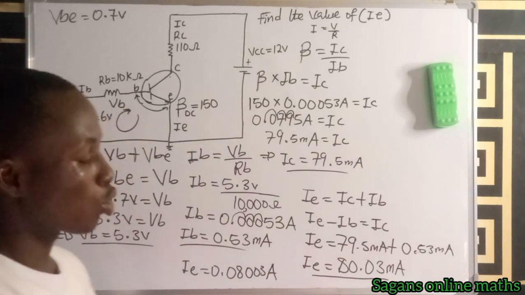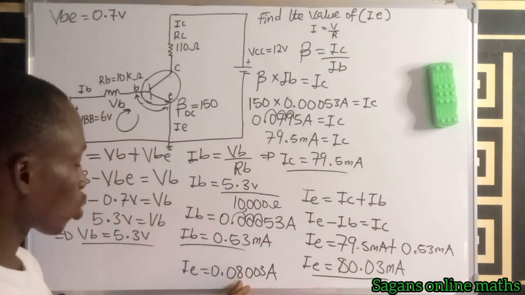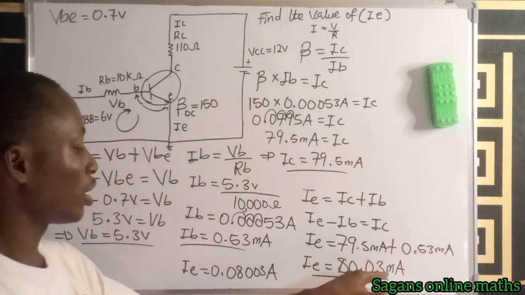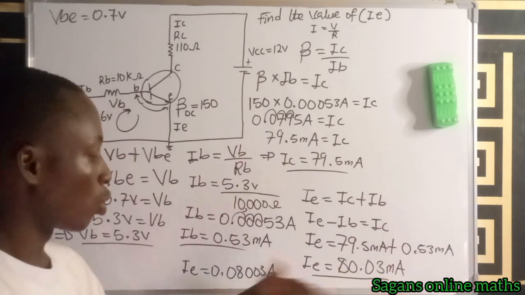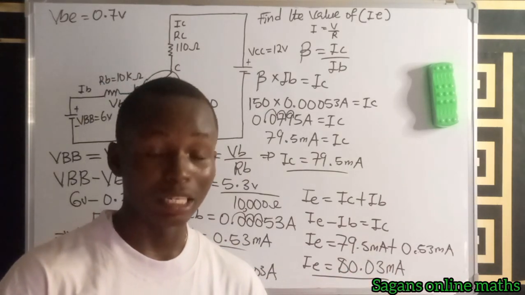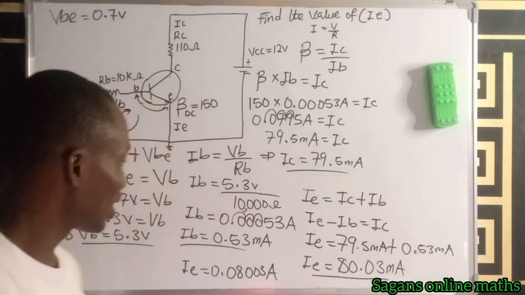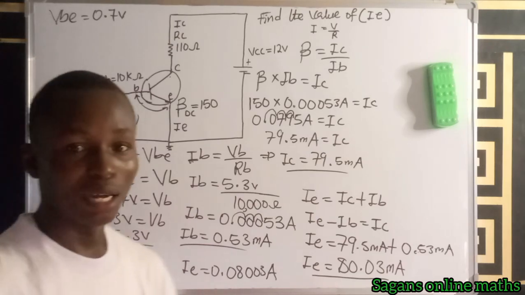Remember that milliamps make the answer short. You can leave it in this form, it is also correct, but this is in milliamps. This m you are seeing is milliamps. Remember that microamp simply means 10 to the power minus 6, while milliamp simply means 10 to the power minus 3. That's amazing. So this is the solution to this particular problem.